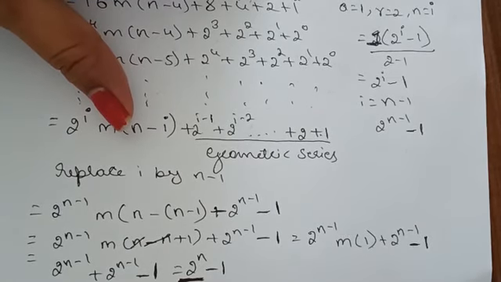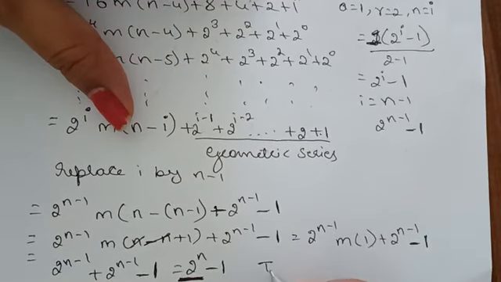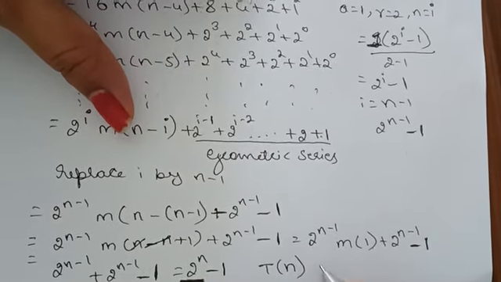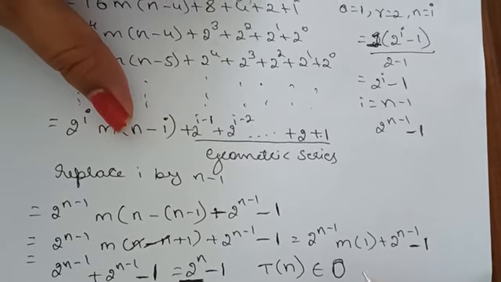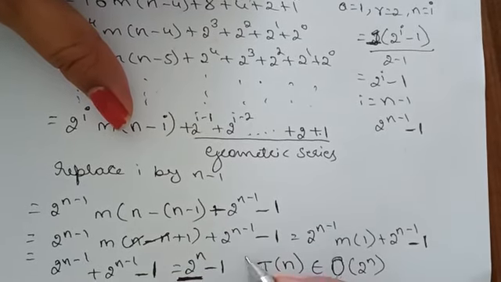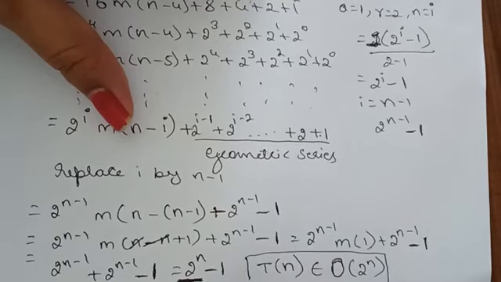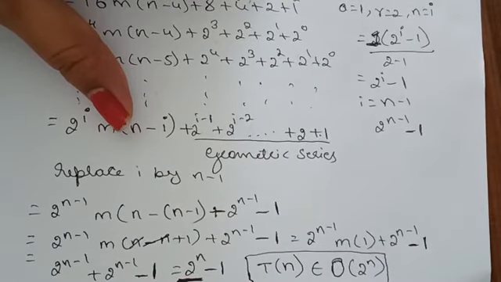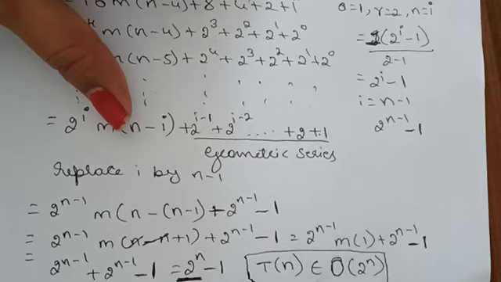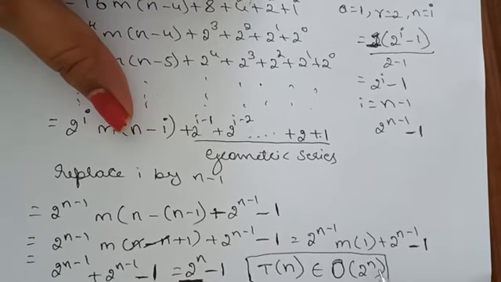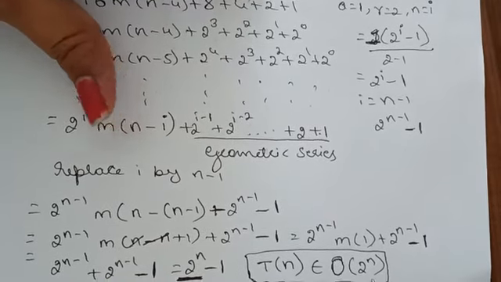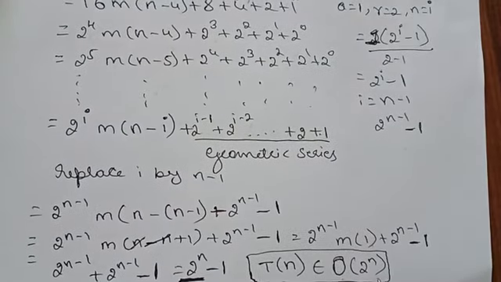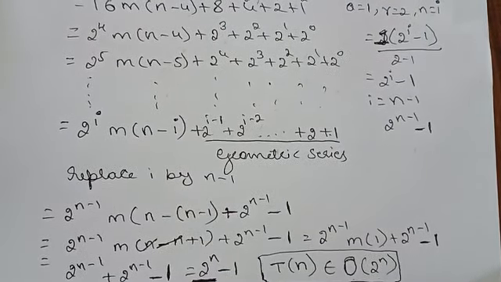So in this case, what we'll do is we'll consider this as the worst case. So I'll just write it as T of n belongs to big O of 2 power n. So the time complexity of this Tower of Hanoi, I'll just write it as T of n belongs to big O of 2 power n. So this is the time complexity of Tower of Hanoi.